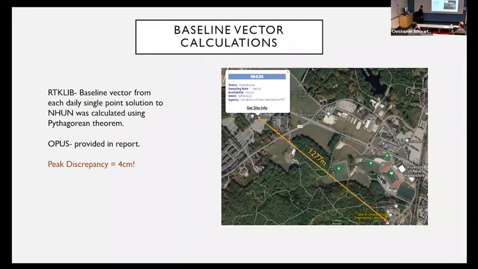I went ahead and calculated the baseline vectors from each daily single point solution for the antenna position to the NOAA core station, NHUN, in order to evaluate the precision of the position solutions. They were in very good agreement. The peak discrepancy throughout the 10-day period was about 4 centimeters.